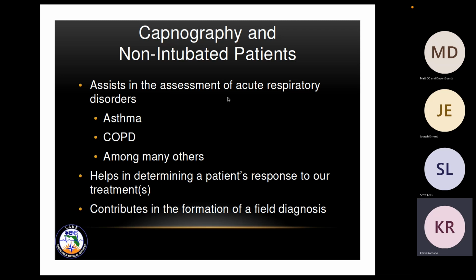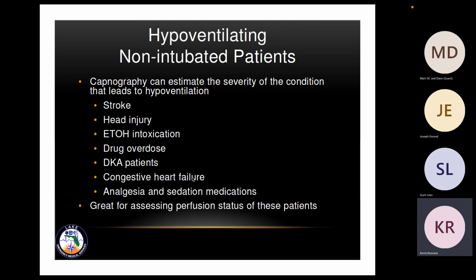Is that shark fin going away? Are we opening up the lungs enough for our alveoli to off-gas at the same time versus in different times of the phase, which is causing that shark fin form? We're going to contribute in the formulation of a field diagnosis for this as well. So if we see shark fin, we know that it's a bronchoconstriction issue. We have to bronchodilate them, right? So that's where this is going to come into play.